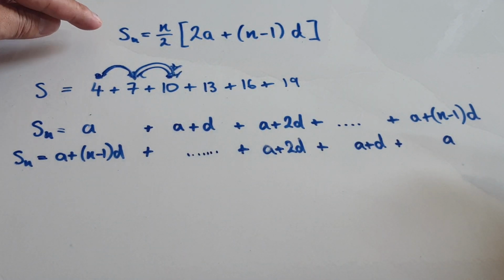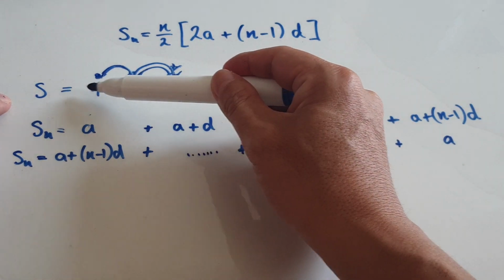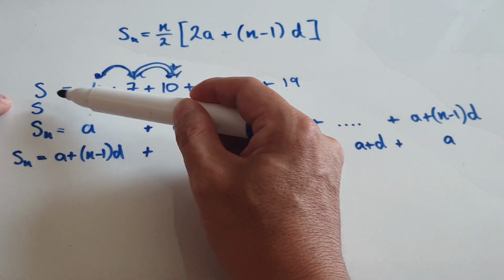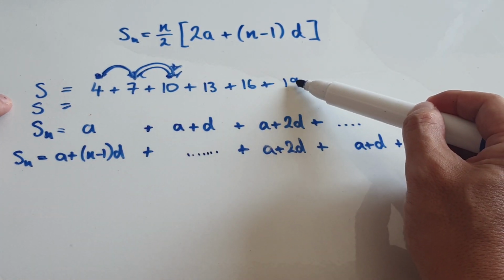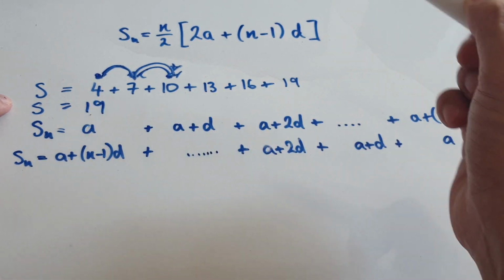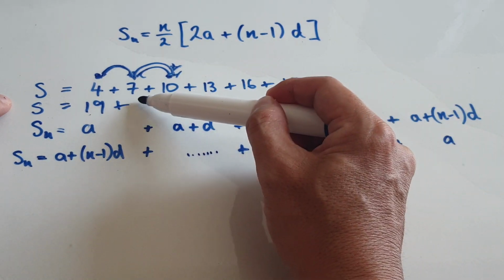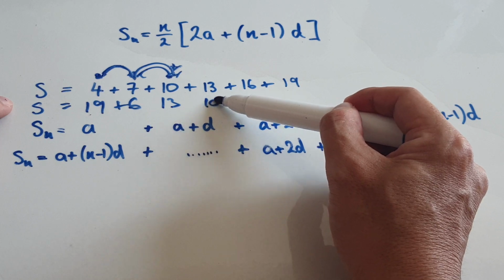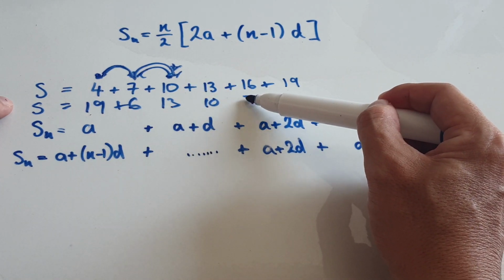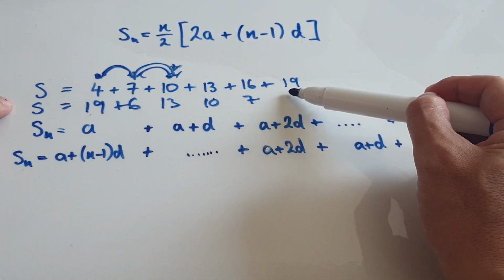So the trick to coming up with this formula is to rewrite this backwards. So consider the same thing, but write it backwards. So the last one would be the first one. You will see what I mean later. And then the next one would be 16. And then the next one would be 13. And then the next one would be 10. And then the next one would be 7. And then the next one would be 4.